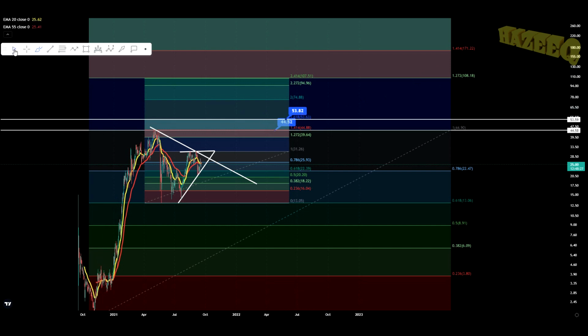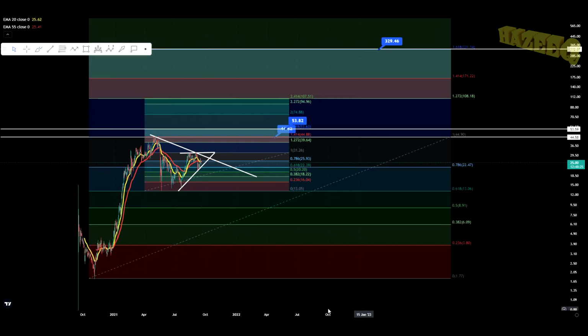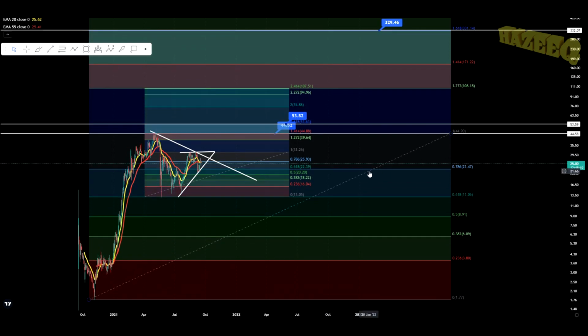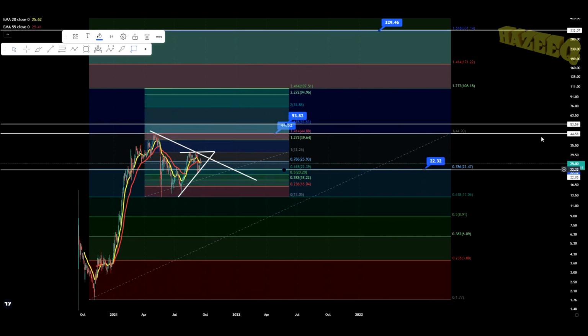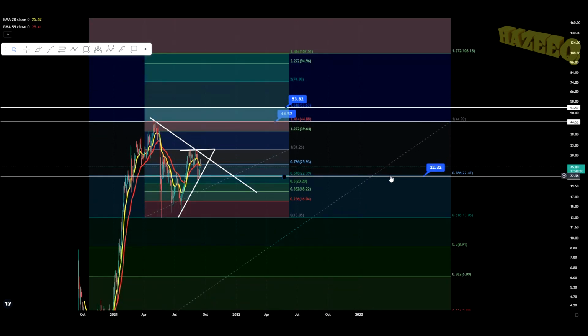Okay, so those are your targets. If we do start falling back down, you do have your 0.786 on the fib retracement. That is right over here. If we do have a pullback, that would be a nice level to put some fiat into the project, into Uniswap, $22.32.